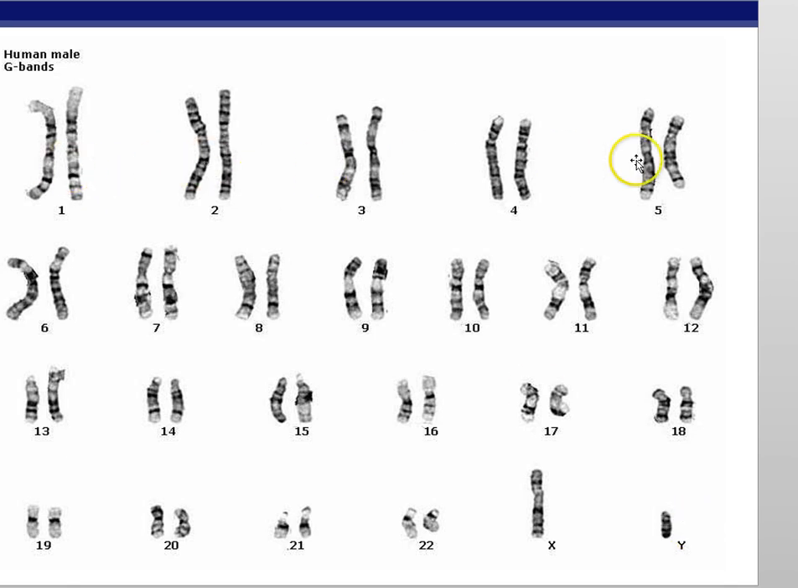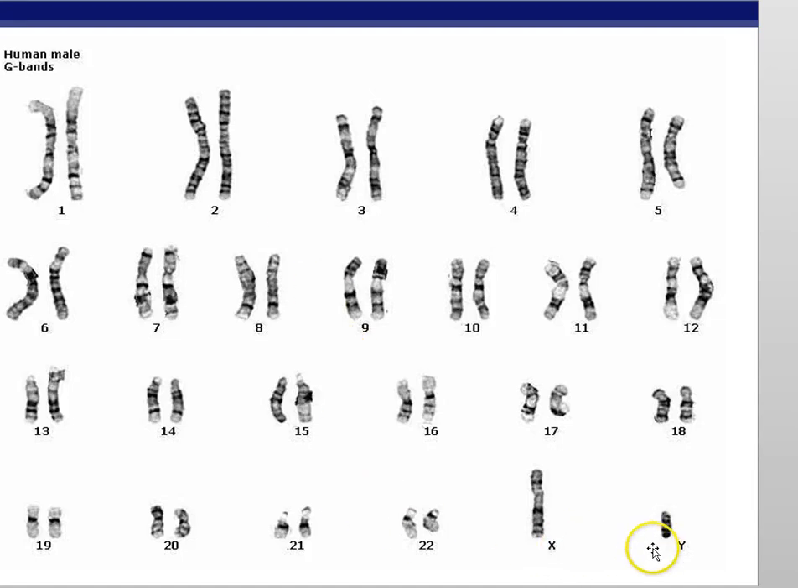With all these other chromosome pairs, these are called homologous pairs. They have the same genes on them, maybe different alleles though. Remember, an allele is a different version of a gene, such as blood type. You might get the A allele or the B allele or the O allele.